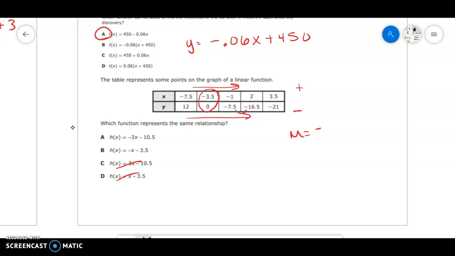So we can look here from 7.5 to 16.5 is going to be minus 9. That's our change in y. Our change in x, if I look at that same one, is plus 3. So our slope is in fact a negative 3. So we're going to have y equals negative 3x, which the only answer that shows us that is A.